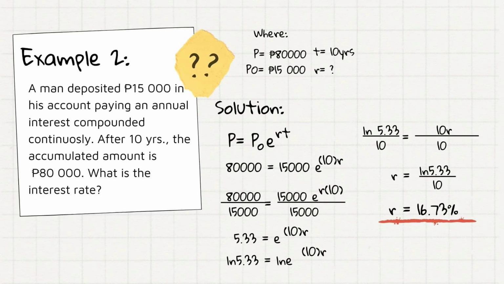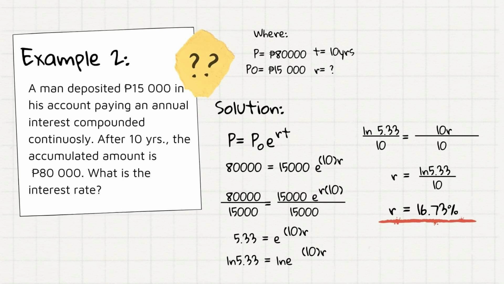So r is equal to ln 5.33 divided by 10. The answer is 0.1673, and so on. Now, since we're talking about interest rate, multiply by 100, which gives 16.73%. So that's our interest rate applied after 10 years with the initial amount of 15,000, and after 10 years, 80,000. So that is our interest rate, 16.73%.